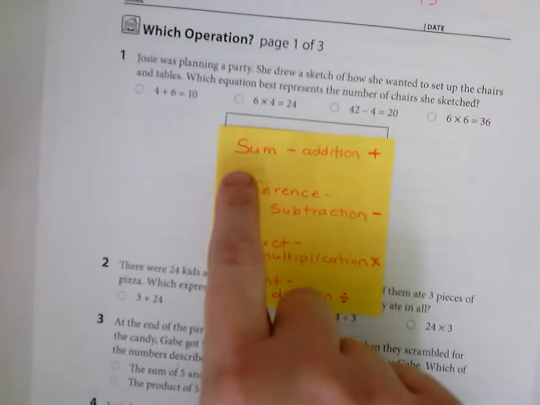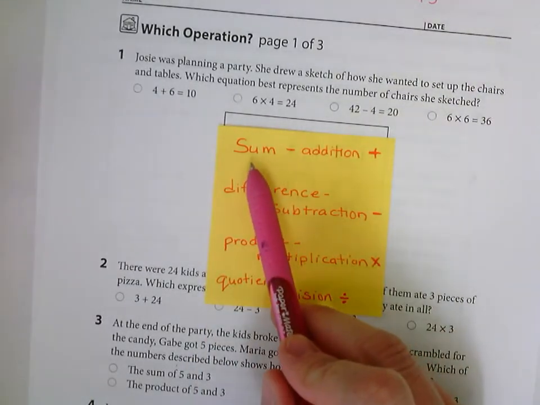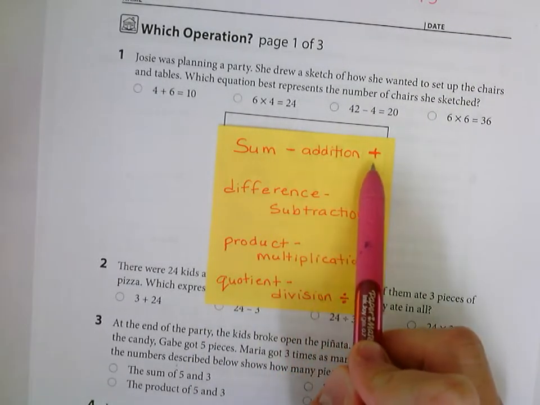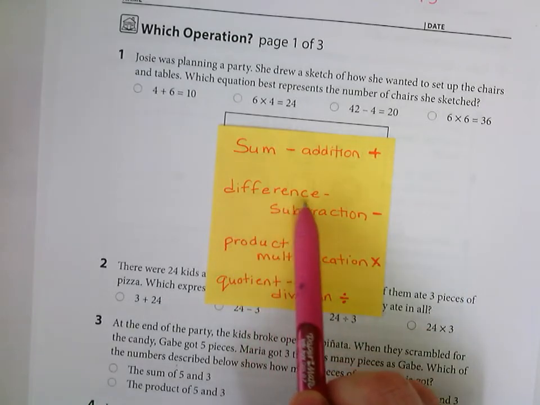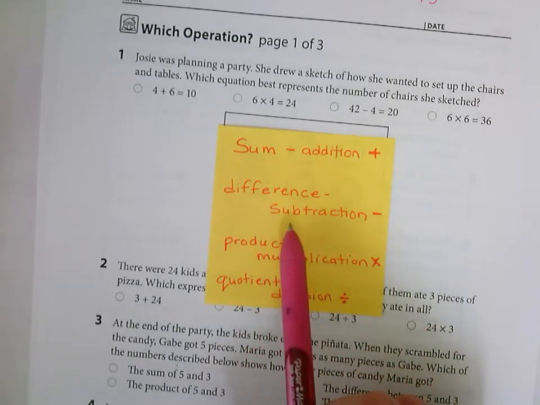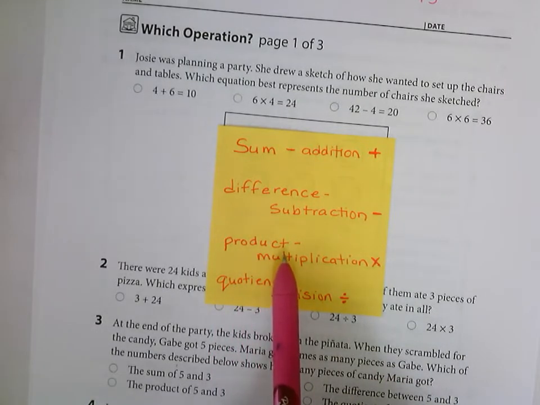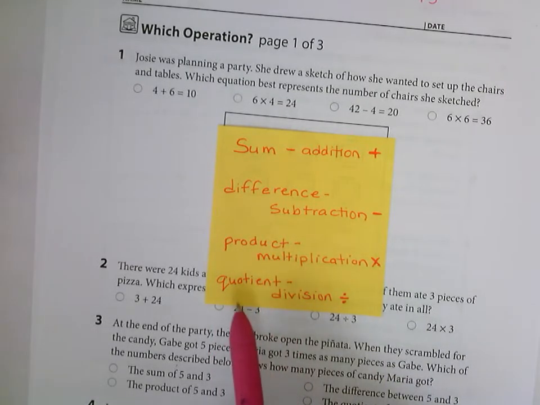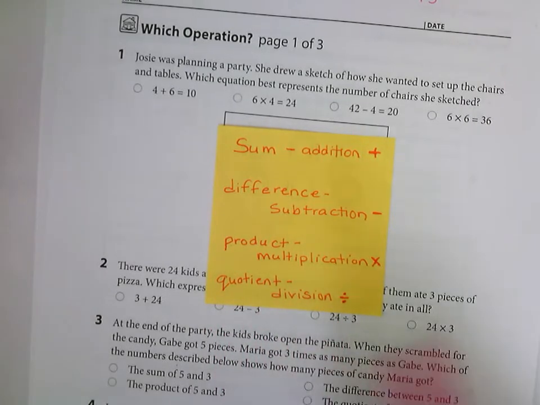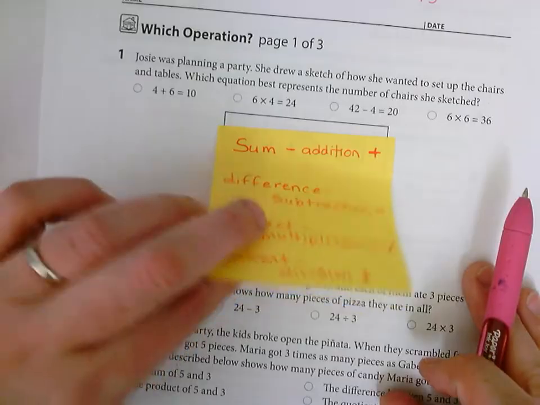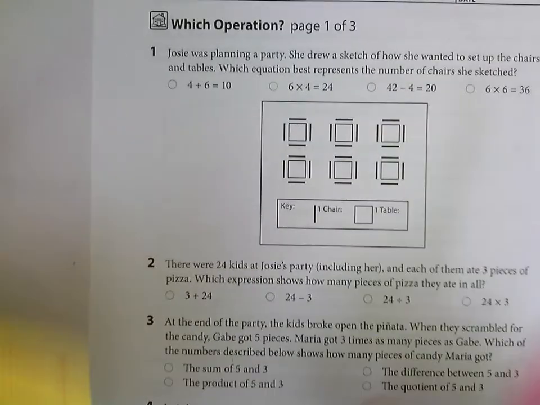When we're looking for the sum of two numbers, we're using addition. When we're trying to find the difference of two numbers, we're using subtraction. When we find the product of numbers, we're using multiplication. And when we find the quotient, we're using division. Okay, so those are vocabulary words that will come up often as we go through word problems.